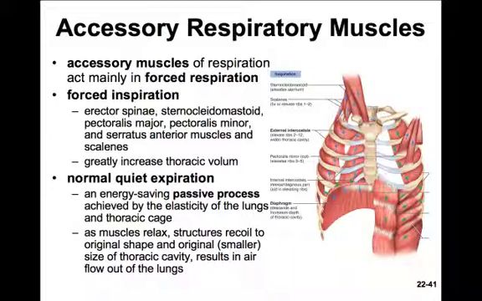It saves energy. This is achieved by the elasticity of the lungs and the thoracic cage. Basically, all the muscles relax. The structures recoil to their original shape, thus creating a smaller space in the thoracic cavity, and air is pushed out of the lungs.